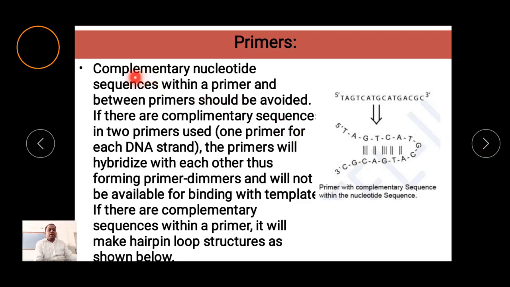The primer length should be short, not too long, because if the primer is long, it can form secondary structures. So long primers must be avoided. If there are complementary sequences between the two primers, one primer for each DNA strand, the primers will hybridize with each other. This forms a primer dimer, which will not be available for binding to the template strand. There will also be formation of hairpin loop structures and the amplification of the DNA will not be done. Therefore, primers with complementary sequences are avoided because they can form secondary structures.